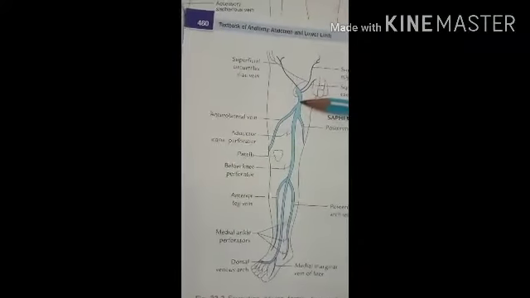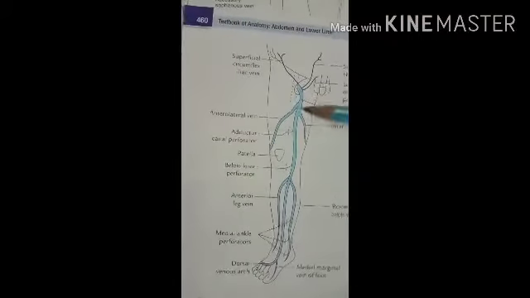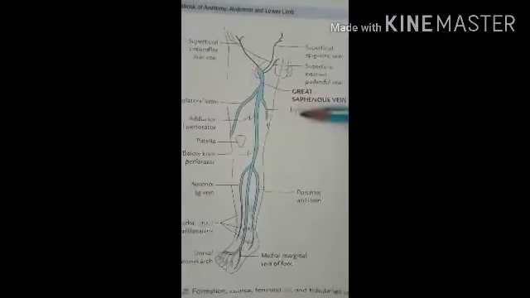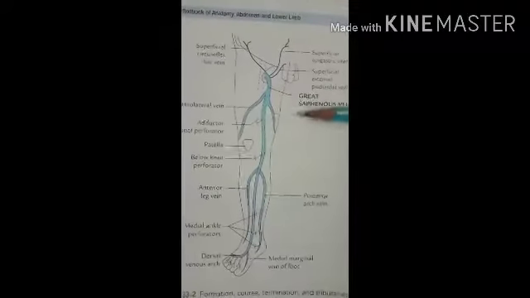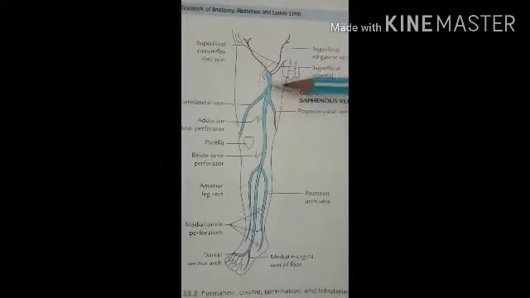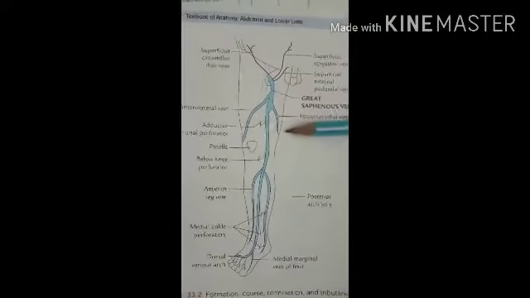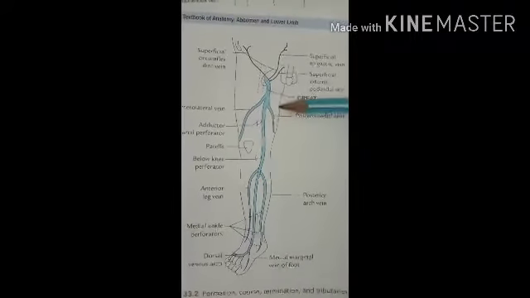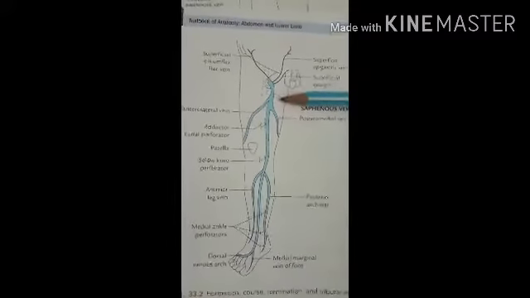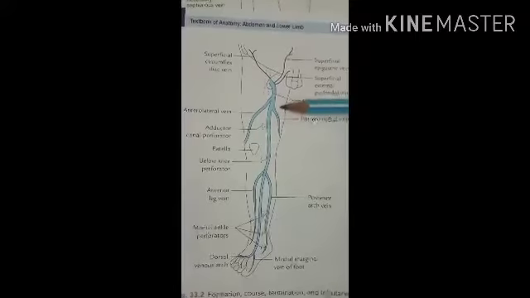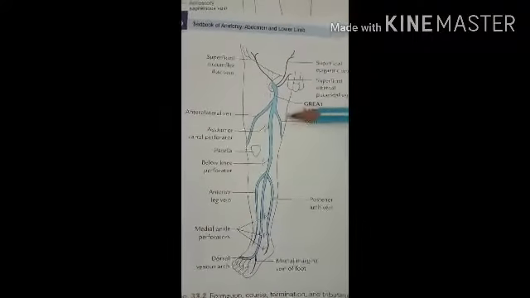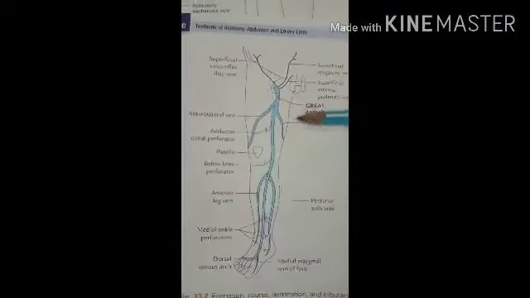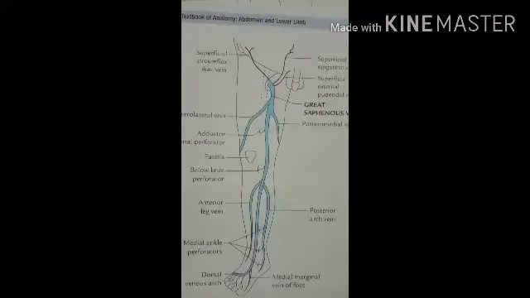Okay, then next is the posteromedial vein. This one, the posteromedial vein, you can see, is also called the accessory saphenous vein. Okay, so it comes from the posteromedial aspect of the thigh and joins with the great saphenous vein, and sometimes it may communicate with the small saphenous vein.